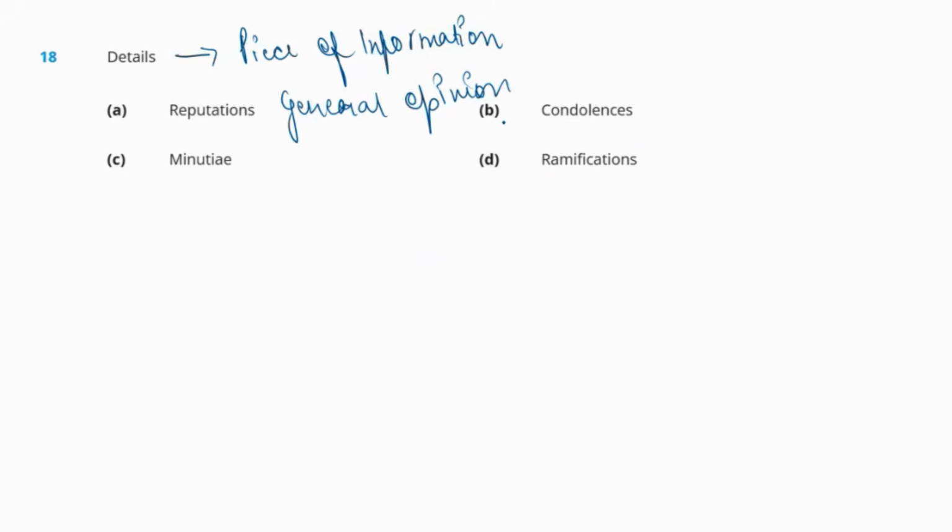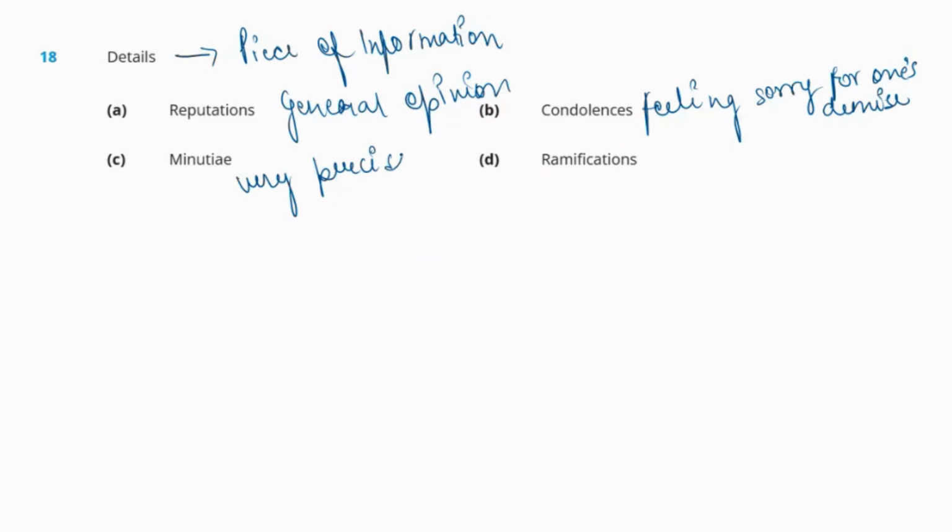Okay, that people have. Next is condolences. So condolence means feeling sorry for one's demise. Next one is minute. So what does this mean? This means very precise detail. Very precise detail. And the last one is ramifications. So ramifications means complicated. Now, out of all of these, the right answer to the question is option C.